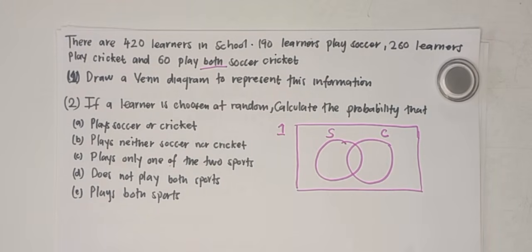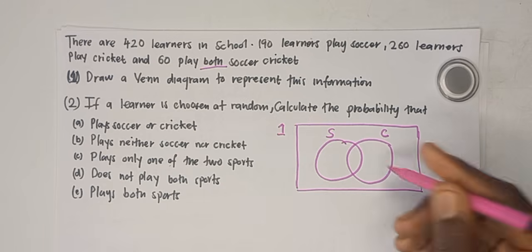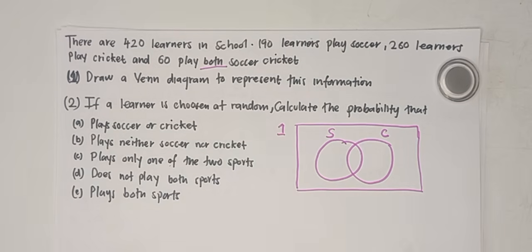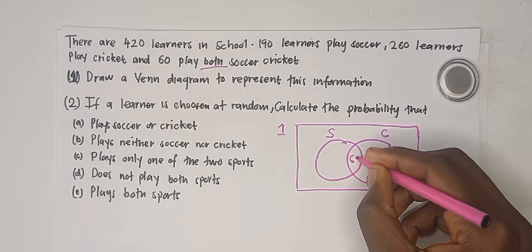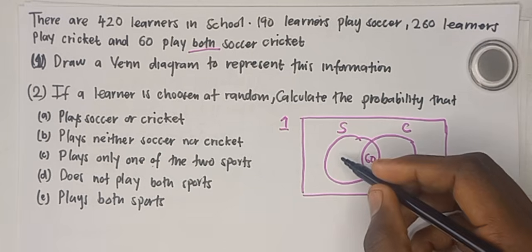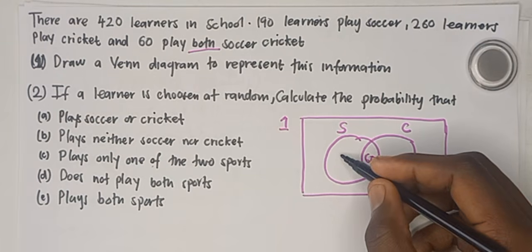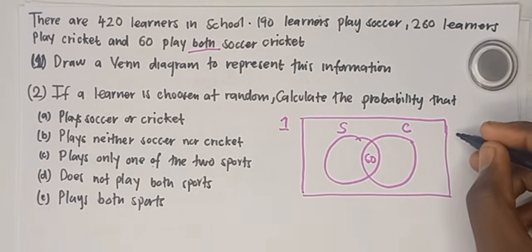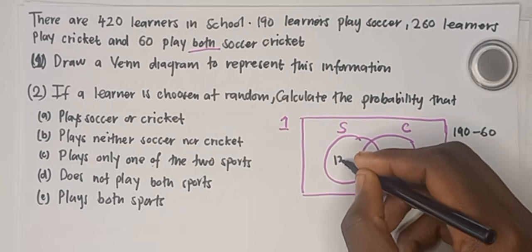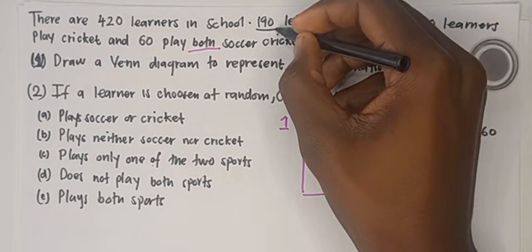When we fill in the diagram, we have to start in the middle, where they say both soccer and cricket. How many learners play soccer and cricket? 60 of them, so we start with 60 here. Then for soccer, how many students play soccer? 190 of them. Are we going to write 190 here? No, because we're going to overcount. So we say 190 minus 60, which gives us 130. We write 130 so that when we add these two, we get 190.